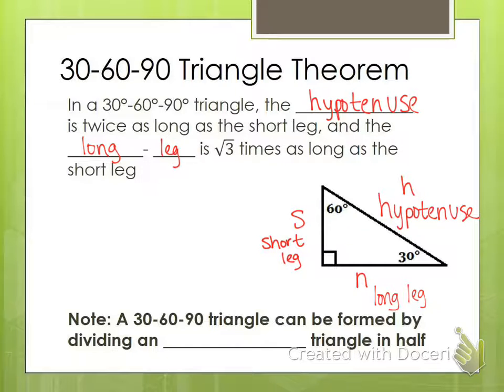Okay. So let's set up the equations that we know from this. The hypotenuse, or H, is equal to, oh, careful, 2S, or S times 2. So it's twice as long as the short leg. Then separate from that, the long leg, which we're calling N, is equal to root 3 times as long as the short leg. So S times the square root of 3.